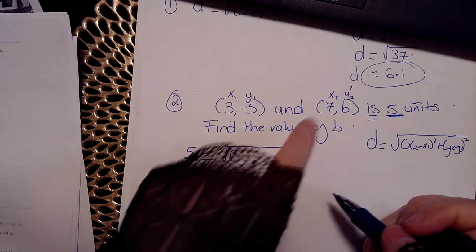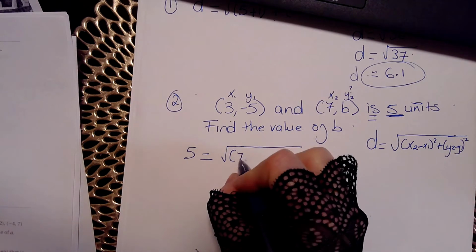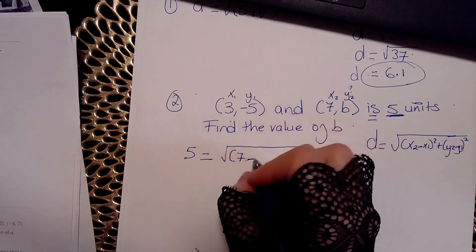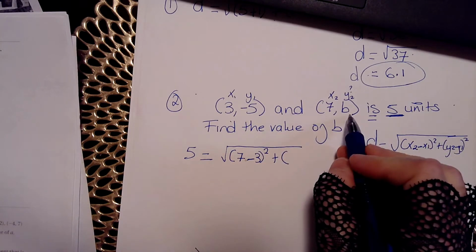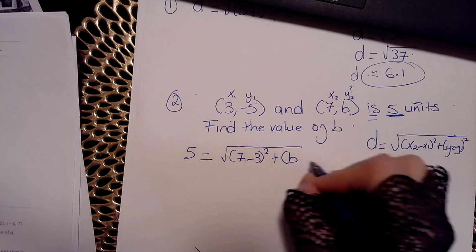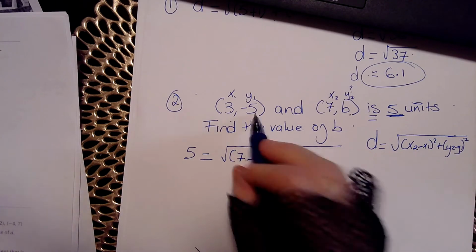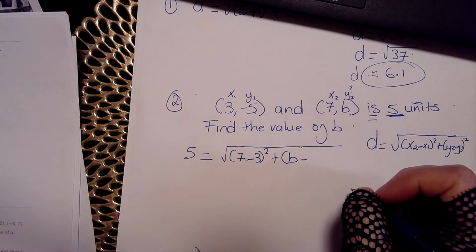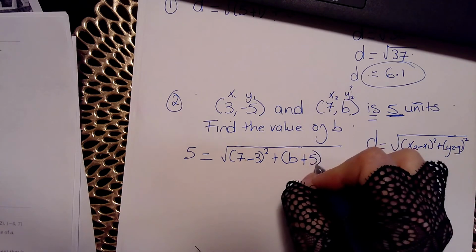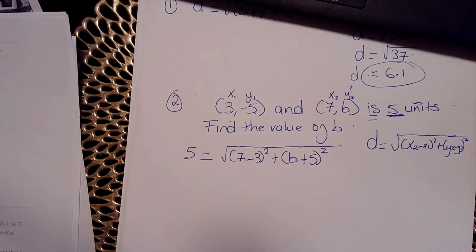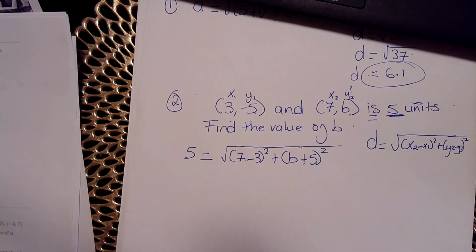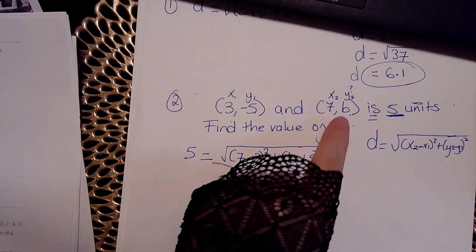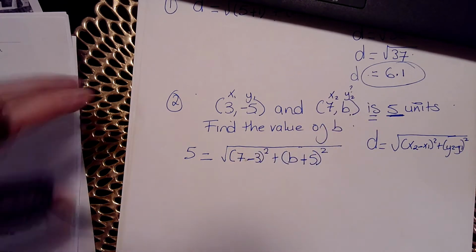So second x, that's given to us, 7 minus the first x is 3 squared, plus second y, that is the unknown, we're calling it b, minus the first y, minus the negative 5 makes it a plus 5 squared. So you've plugged into this formula. You know the distance. It's saying the distance between the two ordered pairs is a total of 5, but they want you to find that second y.